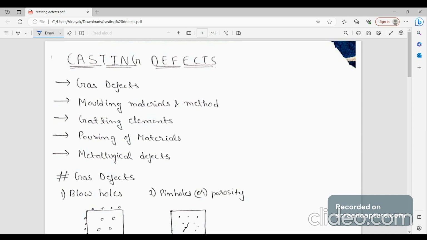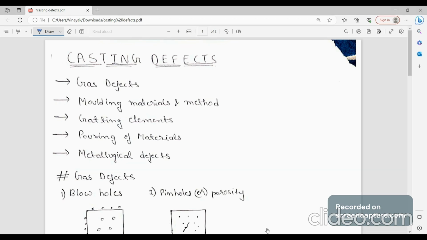So today we will be seeing about the casting defects. Generally there are five types of defects in casting. Each is further classified into some other types. The first one is gas defects, the second is molding material and methods, the third is gating element, the fourth is pouring of material, and the fifth is metallurgical defects. Each one we will see in detail.